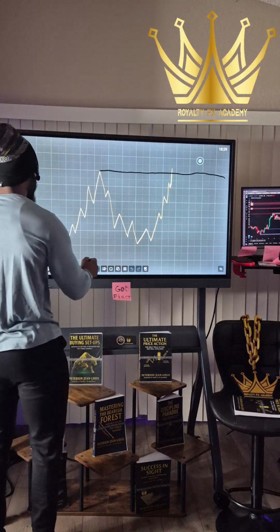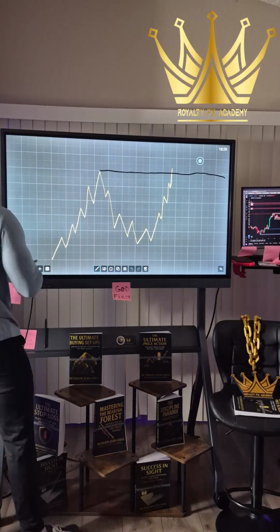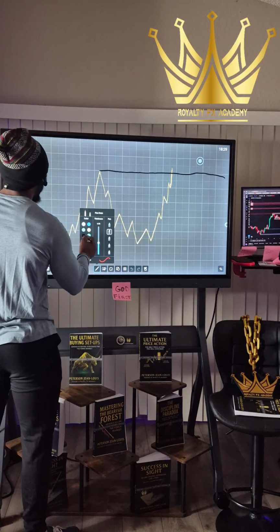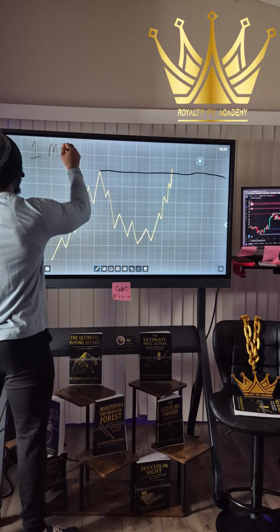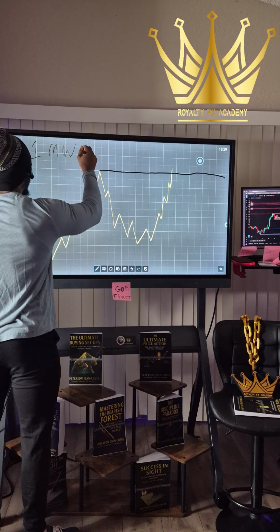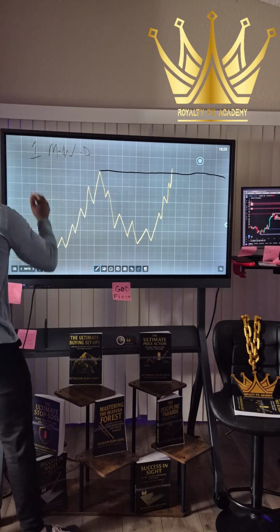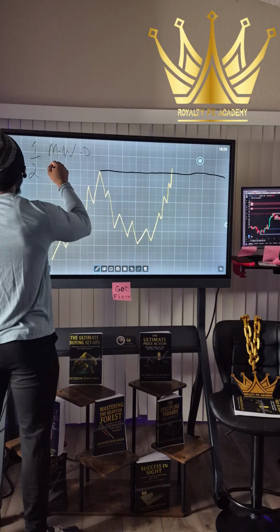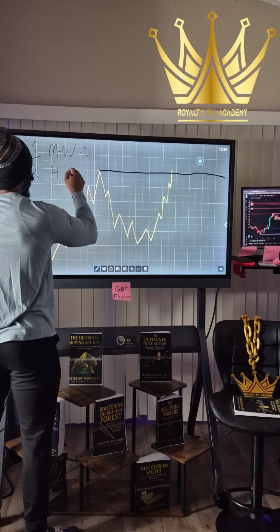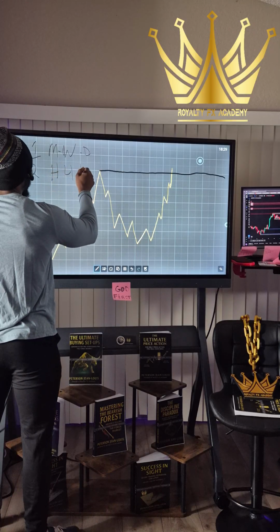Now, same concept like before, same rules. You always have to follow the same rules. So let's run them down. Rule number 1 has to be a monthly, weekly, or daily time frame. Rule number 2, we're using the H4, which is the 4-hour time frame for entry.